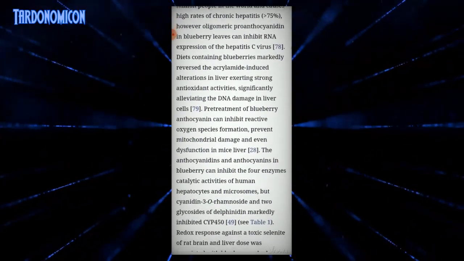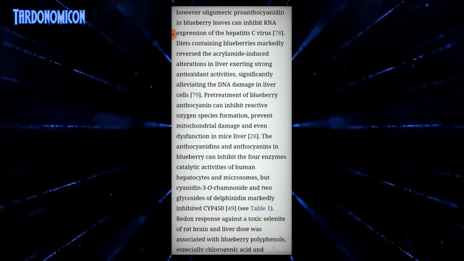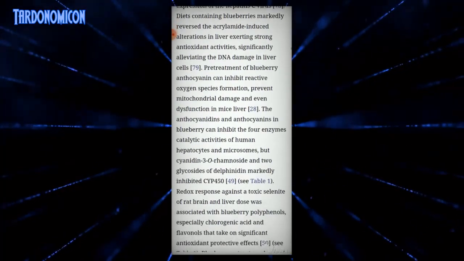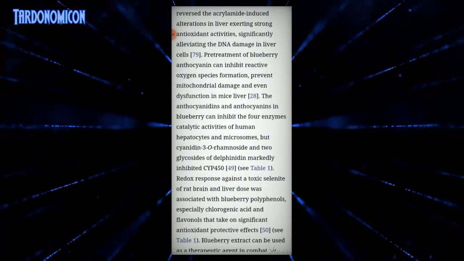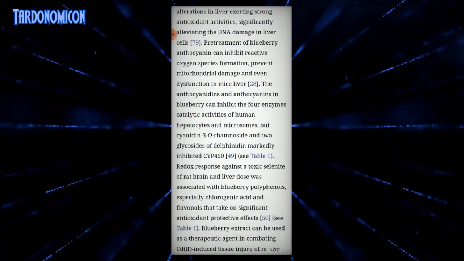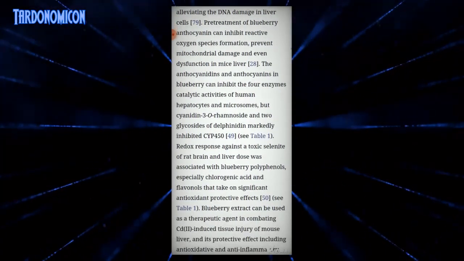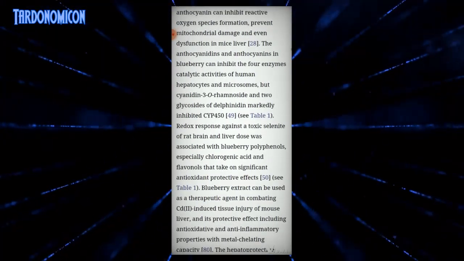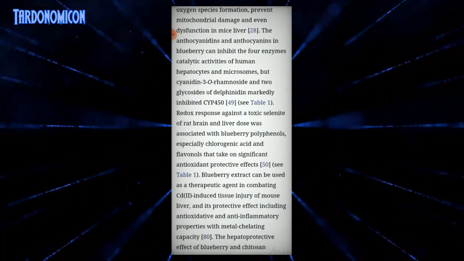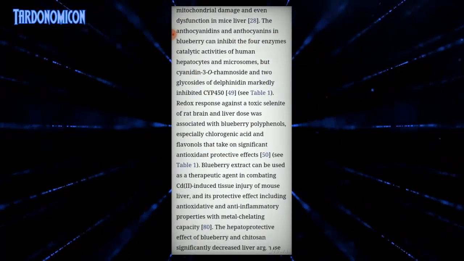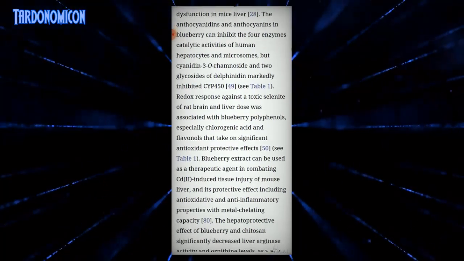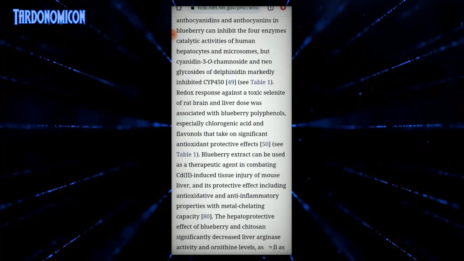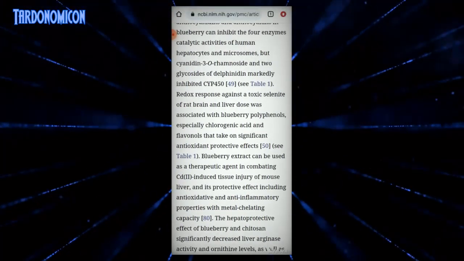Diets containing blueberries markedly reversed acrylamide-induced alterations in liver, exerting strong antioxidant activities and significantly alleviating DNA damage in liver cells. Pre-treatment of blueberry anthocyanin can inhibit reactive oxygen species formation and prevent mitochondrial dysfunction in mice liver. The anthocyanidins and anthocyanins in blueberry can inhibit the enzyme catalytic activities of human hepatocytes, meaning it can help to stop these liver cells from going bad, essentially.